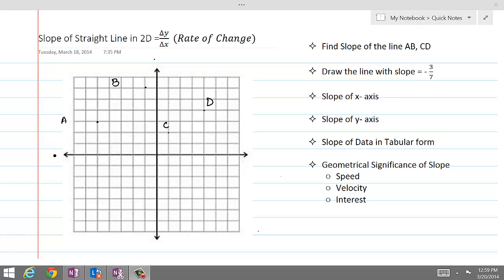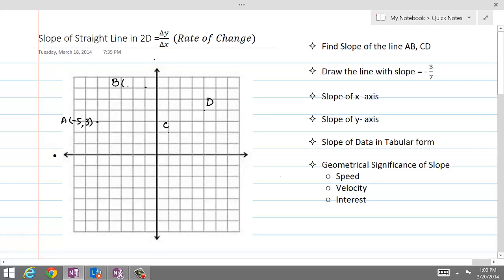Let's write down the coordinates of point A, which is 5 units to the left of the y-axis and 3 units above the x-axis. Therefore, its coordinates would be -5 and 3. -5 because it's 5 units to the left of the y-axis and +3 because it's 3 units above the x-axis.